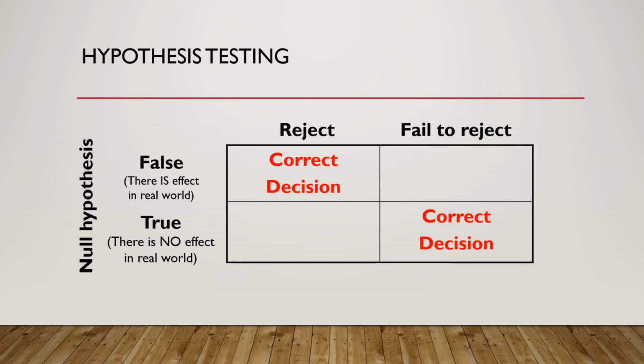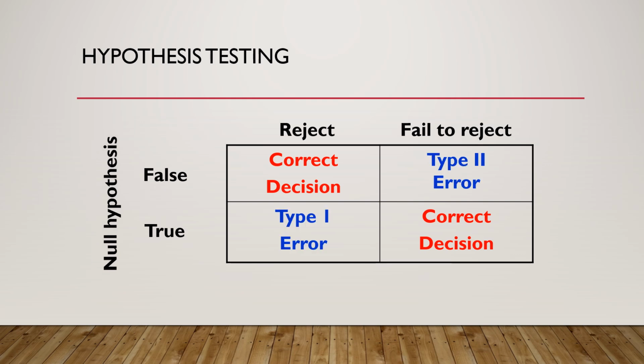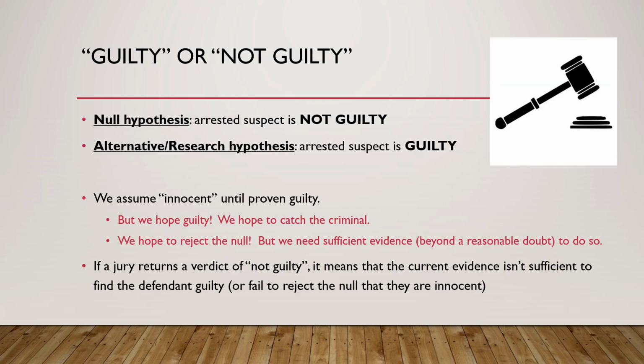But you can see here there are two cells where that is just not the correct decision. If we make either of the other decisions, those are going to be error decisions, and we categorize them as type 1 and type 2. We did talk about these in a previous lecture, but I'm going to go into a little bit more detail on them now. So let's think about the guilty or not guilty analogy.